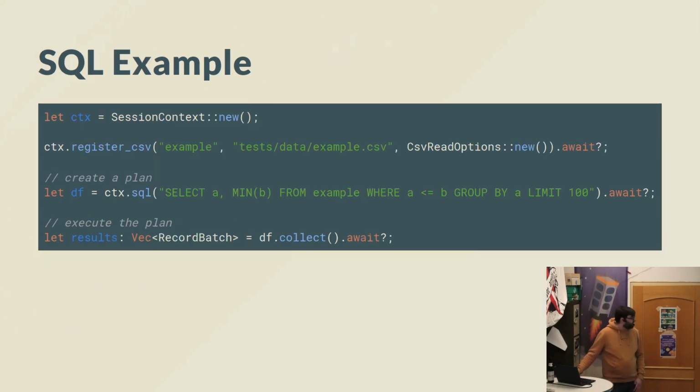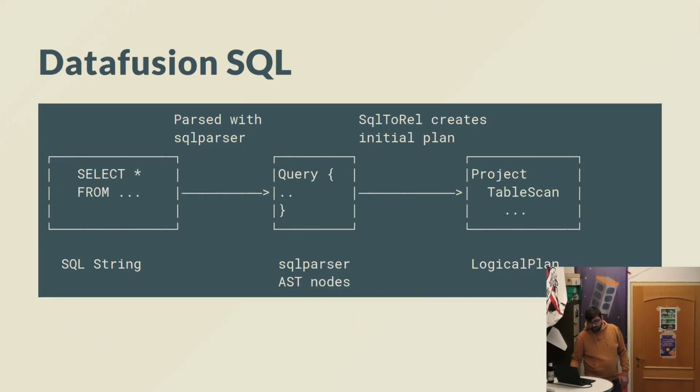So here is the same example in SQL. Essentially now you just start to work on the context instead, and the SQL gets translated into an execution plan. How does that happen? The way that works is there is a query parser in DataFusion that builds the AST of the query, and builds out of that the logical plan.